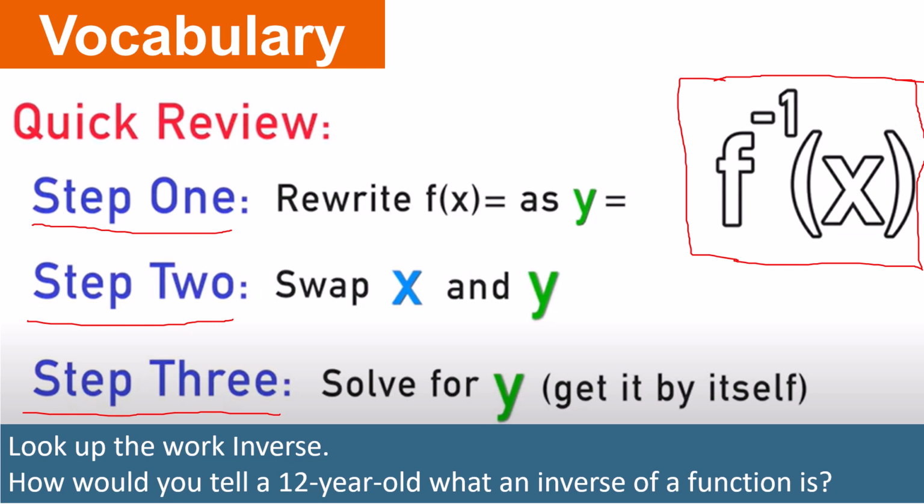Step 1, we're going to rewrite f of x, putting a y in for f of x. So our equation will look like y equals something. And then we're going to swap the x's and the y's. And then finally, the last step is to solve for y. Get y by itself.